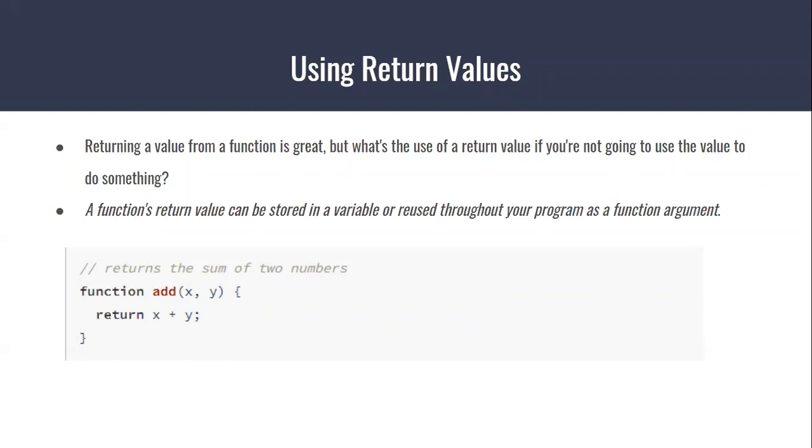Here's a very good example of something that you would want, some kind of add calculation. So this would return the sum of 2 numbers, and it returns it in a nice way. This is what we want. We want something like this if we're using a calculation. So a function's return value can be stored in a variable or reused throughout your program as a function argument.